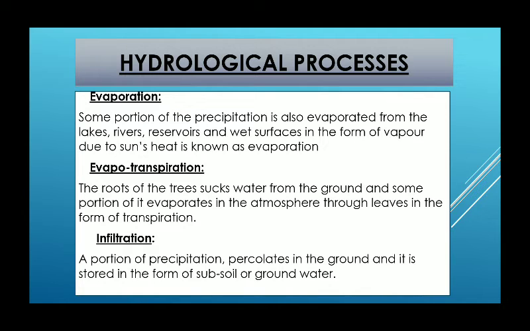The principal source of water vapor is the oceans, but evaporation also occurs from soil, snow and ice. Evaporation from snow and ice, the direct conversion from solid to vapor, is known as sublimation. Transpiration is the evaporation of water through minute pores or stomata in the leaves of plants. Now, evapotranspiration is the sum of evaporation and transpiration.